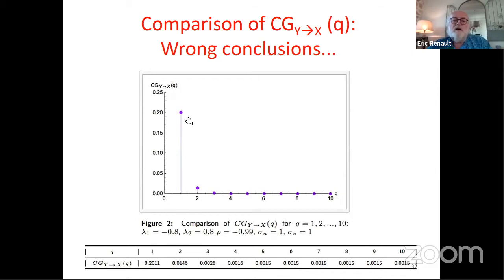If you assume Markov for the one, you think you have this amount of causality. And suddenly, when you put larger lags, you realize that there's actually no causality at all. What is the trick to get this extreme picture? Is that I put a correlation coefficient between the two innovations of minus 0.99. So what is the trick?